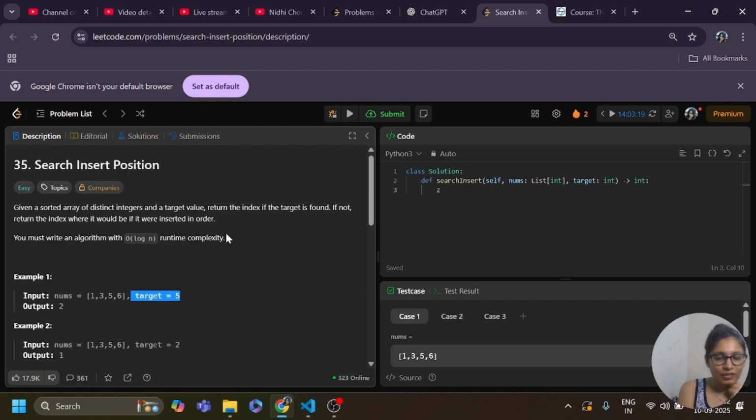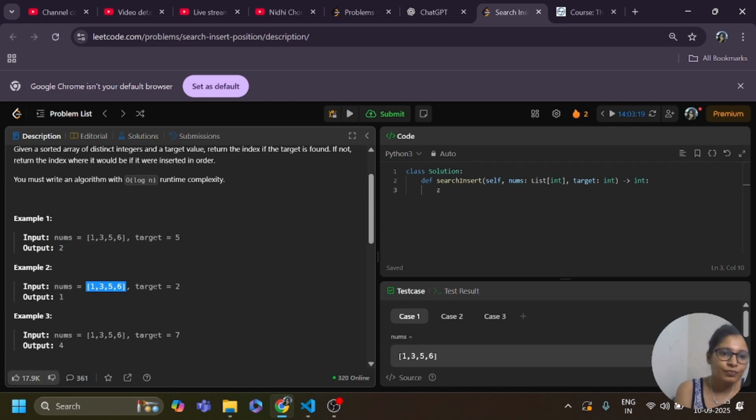Return the index if the target is found. Okay, you can return the index if the target is found. Target equals 5. If we find 5 here, we need to return the index of this. Okay, so 5 at what index? We have found 5 at index 2, so that's why they wrote 2 here. Okay, if not, return the index where it would be if it were inserted in order. Here you can see target equals 2, so we don't have any 2, then return 1.